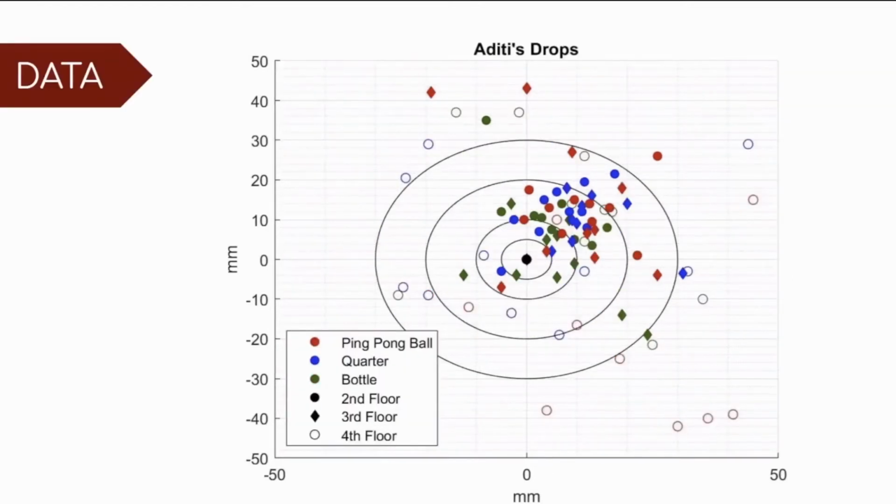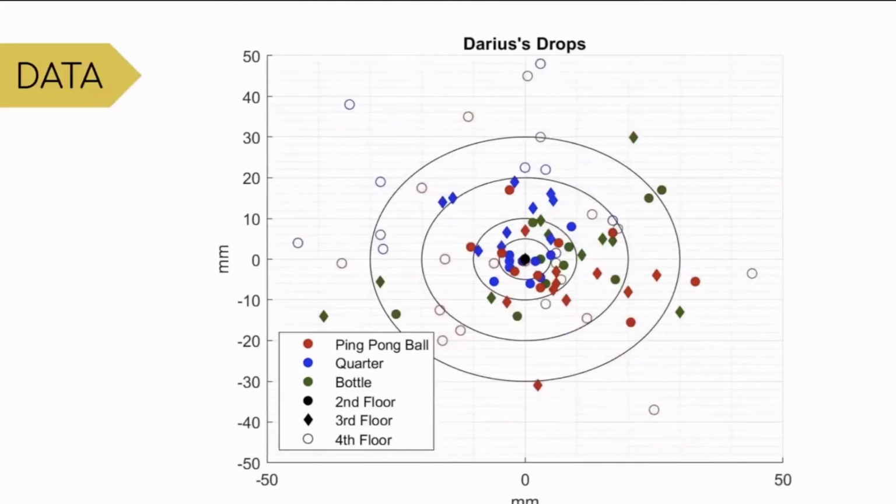This summarizes just Aditi's drops, where the objects are color-coded and the floor is shown by the symbols. And this is not surprising: as the floor increases, they get a little less precise and a little less accurate. For the objects, there isn't much variation we can see between them, but we'll get into that in the ANOVA test. You can go to the next slide.